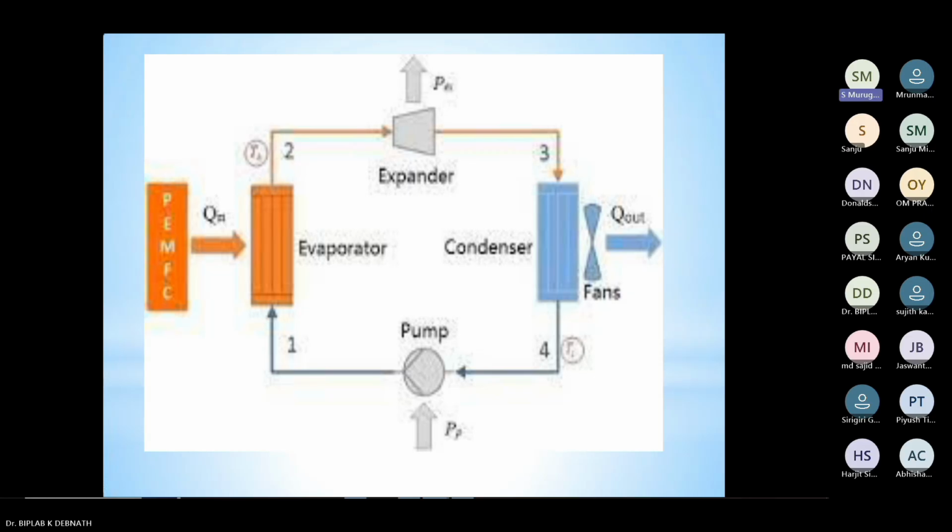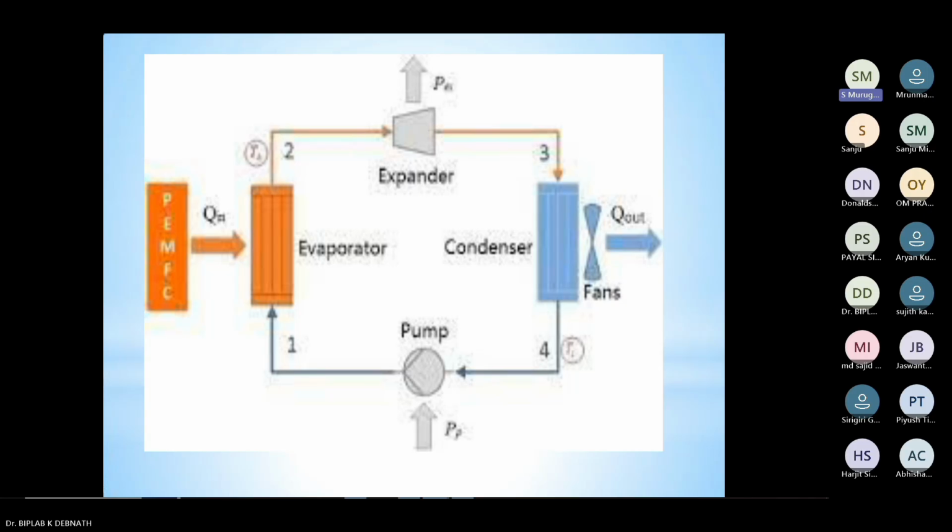Actually, organic Rankine cycle, they also operate like a steam power plant, what we call a Rankine cycle. Here we have such an arrangement. PMFC, the heat which is obtained from the PMFC, that is given to an evaporator. The same kind of illustration we can use here also for organic Rankine cycle. Now heat is given to an evaporator.